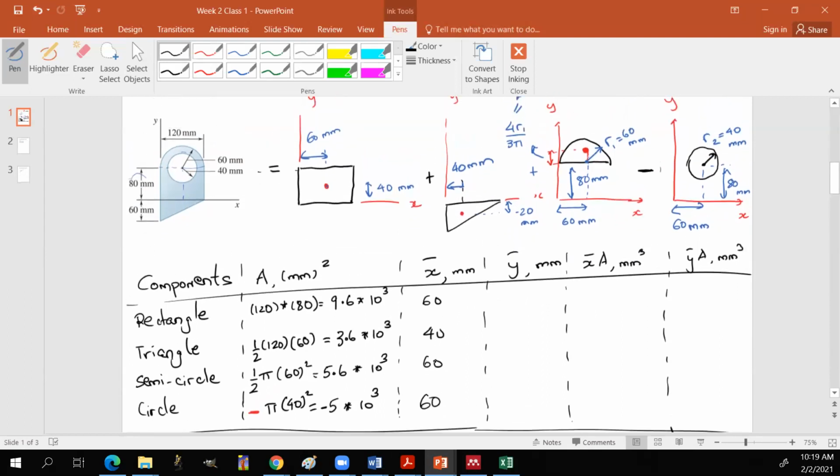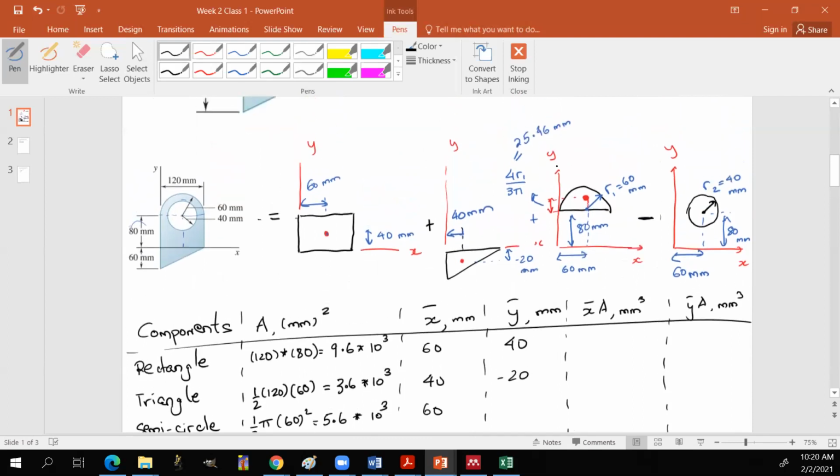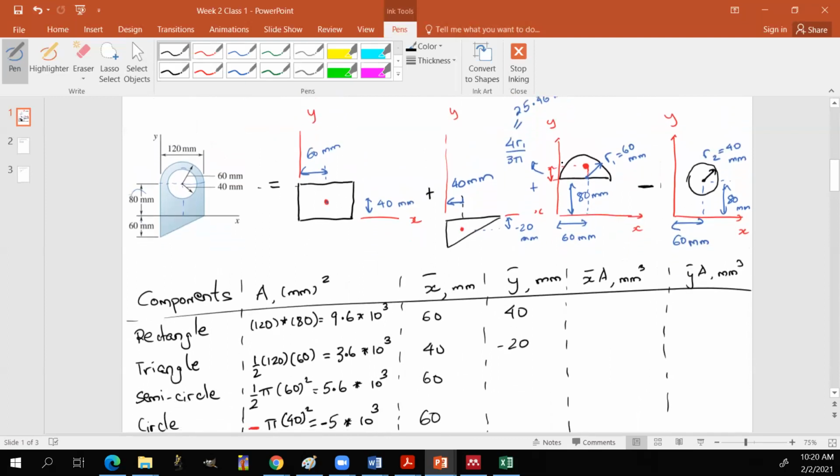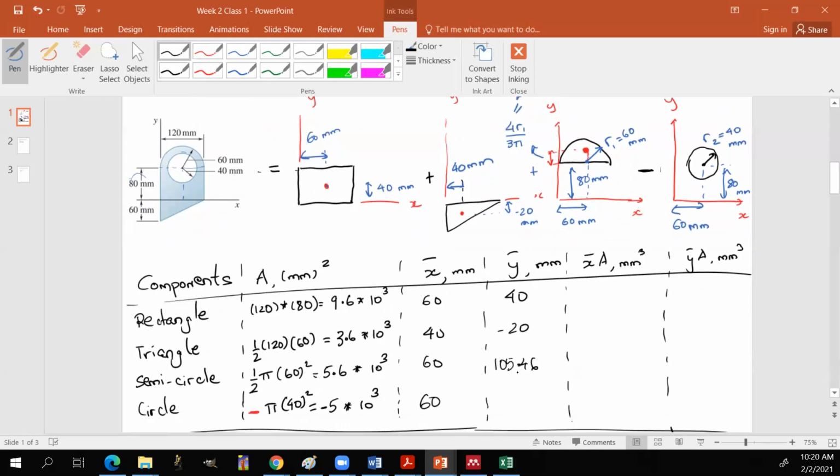Similarly, for the y-ordinate, for the rectangle, it's plus 40. For the triangle, it's minus 20 because you're going below the x-axis, minus 20. Then for the semicircle, it's 80 plus 25.46, which should be 105.46, right? Quick maths. Yeah, 105.46. And then you have the circle, the y-ordinate is 80, right? So you get 80 there.